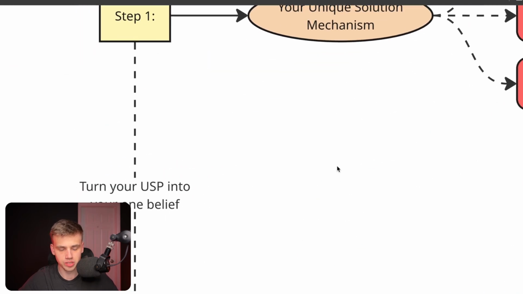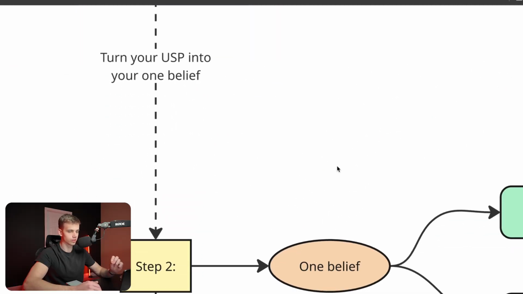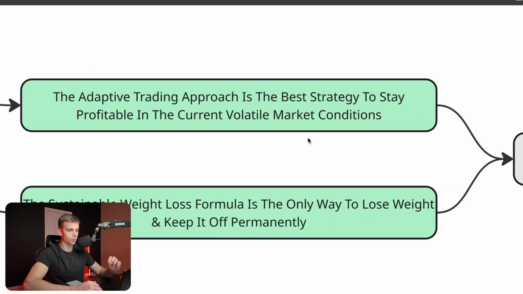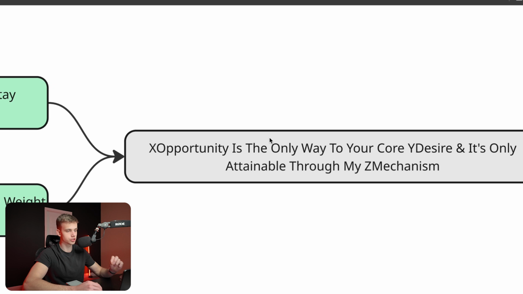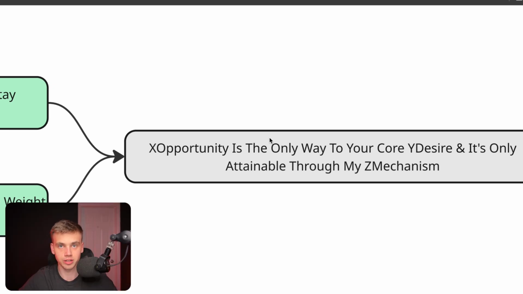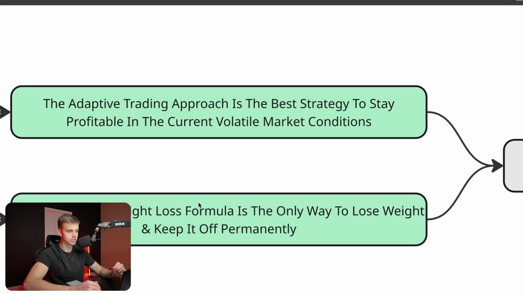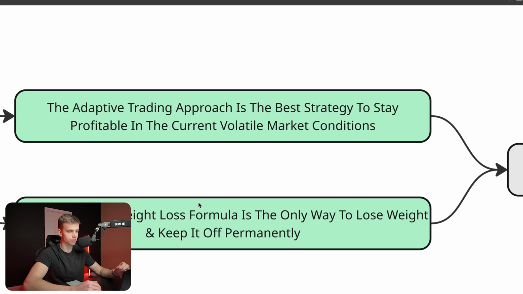How do you turn it into a piece of copy that starts your VSL? Well, that's what we're going to go into in step 2, because you're going to create your one belief line. And what you're trying to do with your one belief line is show that the current opportunity, like trading, for example, is the only way for them to become rich, for them to make 10K per month, whatever their goal is. That reality is only attainable if they follow your specific mechanism. And here's what it looks like. The adaptive trading approach is the best strategy to stay profitable in the current volatile market conditions. Or the sustainable weight loss formula is the only way to lose weight and keep it off permanently.